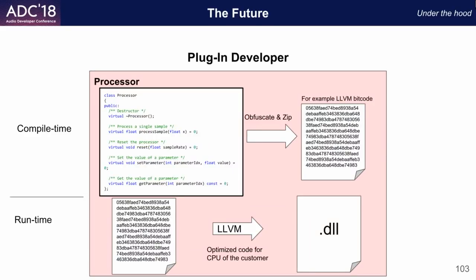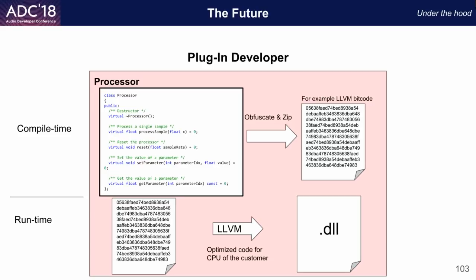And when I spoke to many ADC attendees, many people already do something very similar. They have their DSP code in a processor, and what they do is compile this to LLVM bytecode. Then when you install your plugin on your machine, that's when the LLVM bytecode gets compiled down to a DLL. That's really nice, because then your plugin's DSP code is optimized exactly for your customer's CPU. So if your customer has AVX2 or AVX512, doing it this way will give you the fastest processing you can get. And some people at my workshop yesterday told me that this is pretty much exactly what they do.